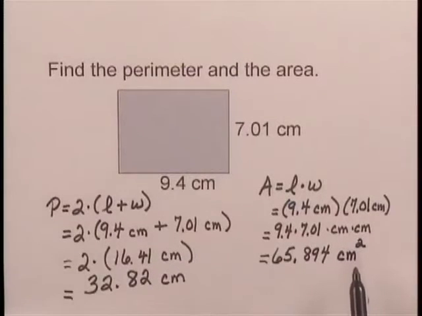Notice the difference between the units for perimeter, which is centimeters, and area, which is square centimeters. So we have found the perimeter and the area of the rectangle.